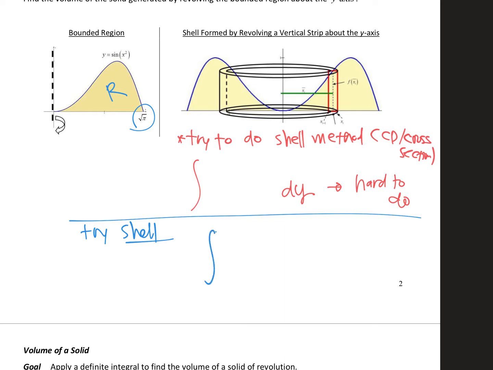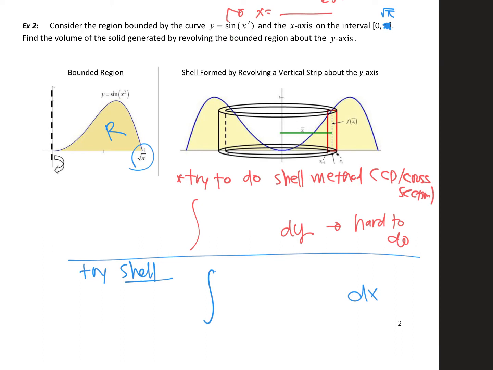So first of all, I'm rotating about the y-axis, so the thickness of each can is going to be delta x, which translates to dx. That's good because my function is already given in terms of x, sine x squared, so I can just use that function. If I look at this particular one, x is here, so the radius is x. When you unfold it, the base of the rectangle is 2 pi x. And then the height is f of x, that's sine x squared, dx. The smallest x value is 0, and the largest x value is here, that's radical pi. So 0 to radical pi.